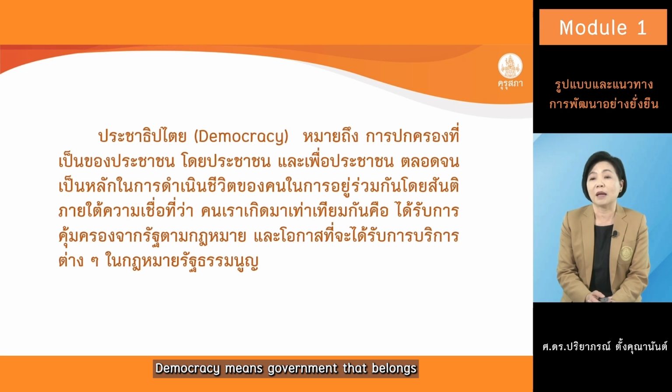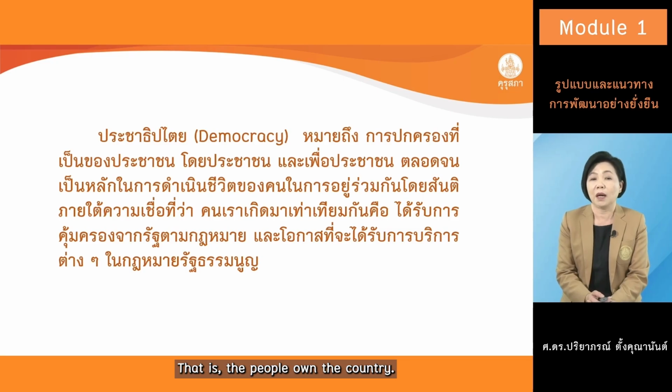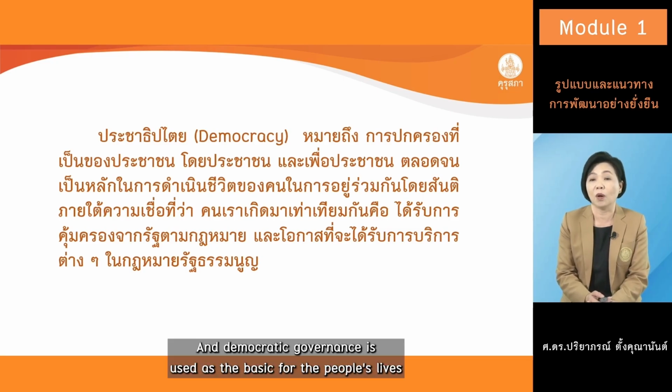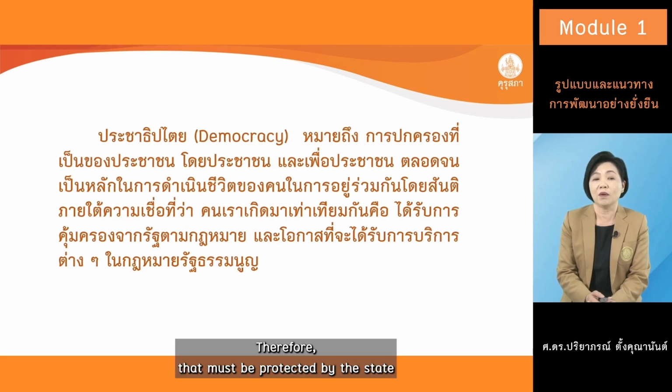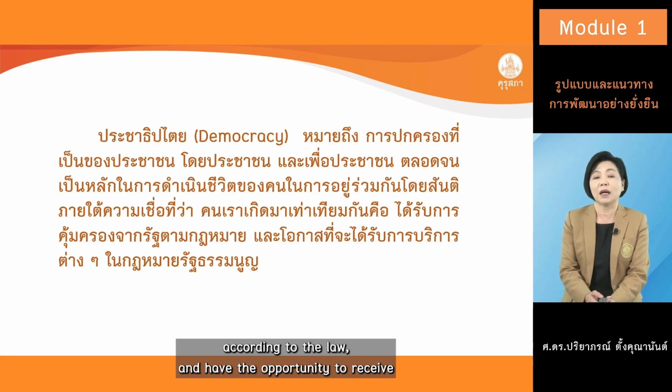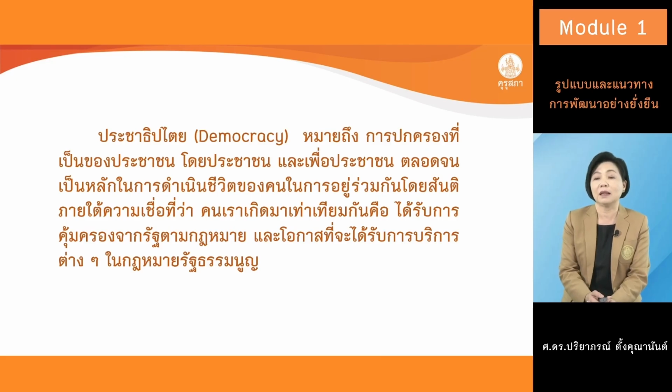Democracy means government that belongs to the people, by the people, and for the people. That is, the people own the country. And democratic governance is used as the basis for the people's lives to live together peacefully, under the belief that people are born equal. Therefore, they must be protected by the state according to the law and have the opportunity to receive services from the state according to the Constitution.